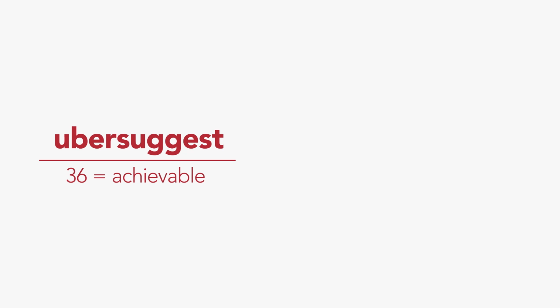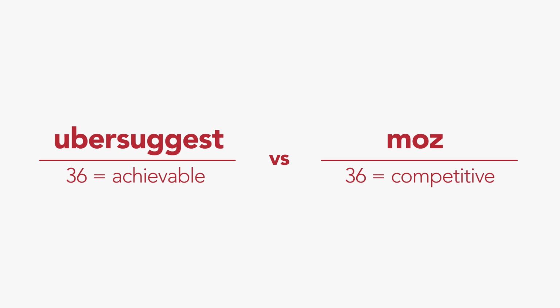Now, one thing you have to realize is that each keyword explorer gives different weights to SEO difficulty scores. For instance, on Ubersuggest, an SEO difficulty of 36 is pretty good, it's worth going after. But on Moz, a score of 36 for SEO difficulty is actually quite competitive, so if you're just starting out, you're probably going to want to go after different keywords instead.